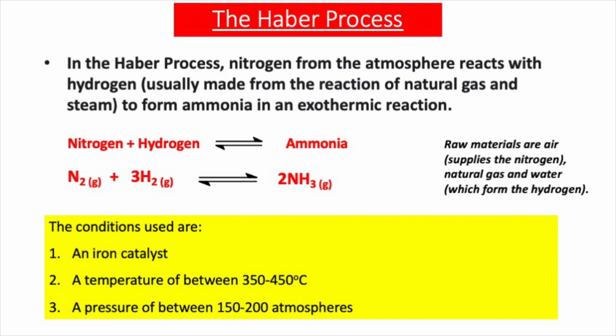Now the conditions for this reaction are: we need an iron catalyst. Now remember, a catalyst is a substance added to speed up the rate of a reaction. We need a temperature of between 350 to 450 degrees C, and a pressure of between 150 and 200 atmospheres.